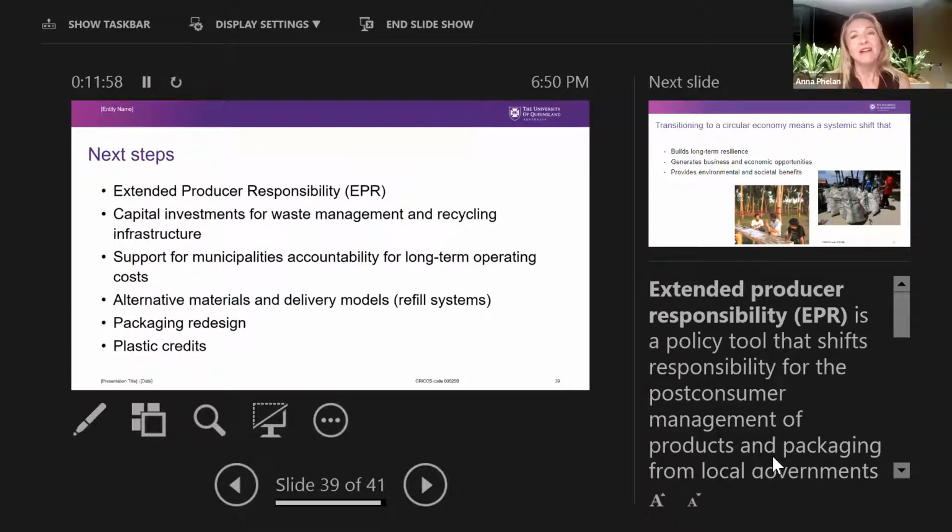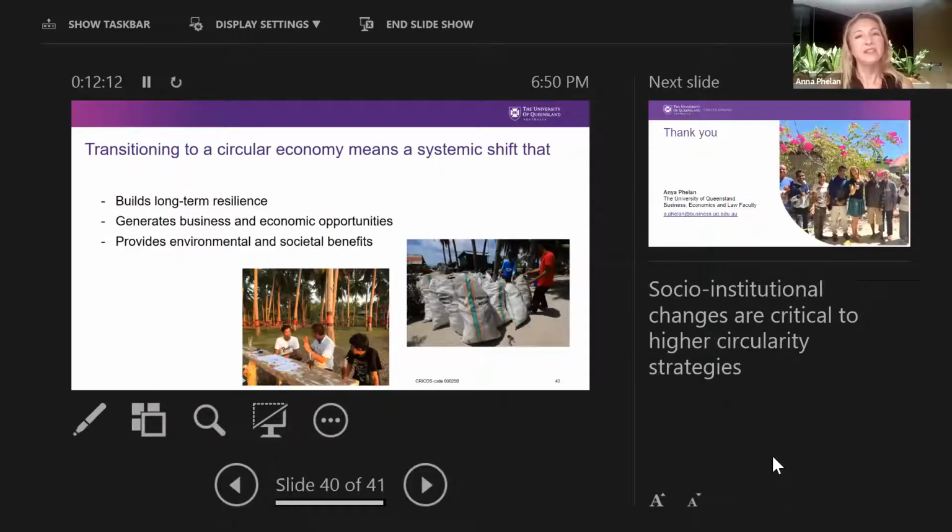This is how consumers, businesses, government, and NGOs are all in partnership working together towards this ultimate goal of transitioning to the circular economy. So we're after, collectively creating these new economic opportunities, and of course, ensuring environmental and societal benefits.